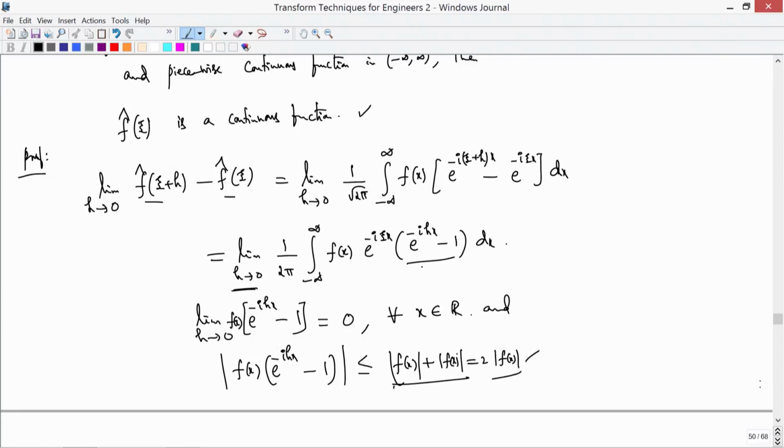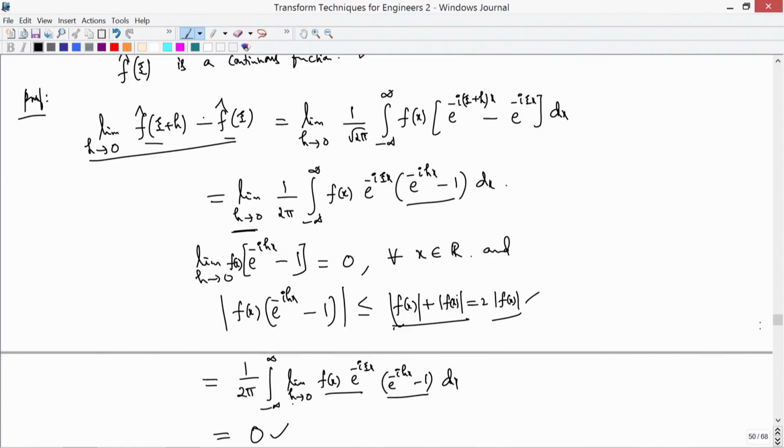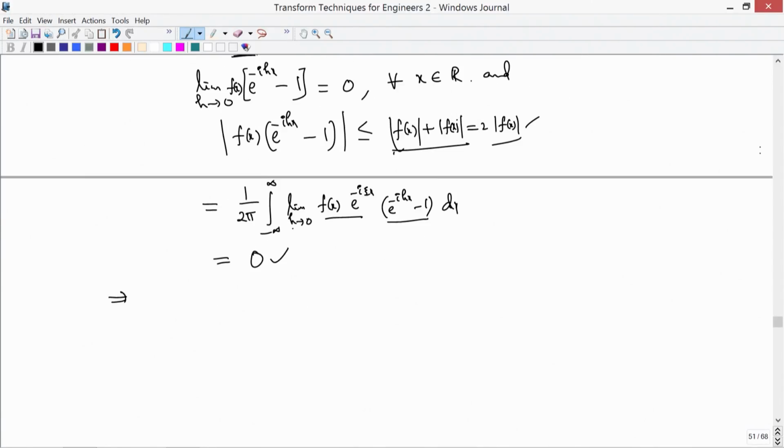Now, I can pass this limit inside. So, what you get is the limit as h goes to 0 of 1 by 2 pi, integral from minus infinity to infinity of f x e power minus I xi x times e power minus I h x minus 1 dx. This has nothing to do with h; you pass this limit here, that is 0. Okay. So, what you have proved is that this limit is equal to 0, that means f cap of xi is a continuous function.